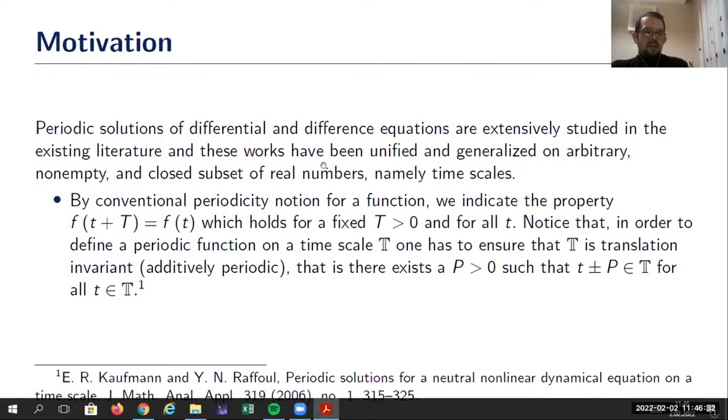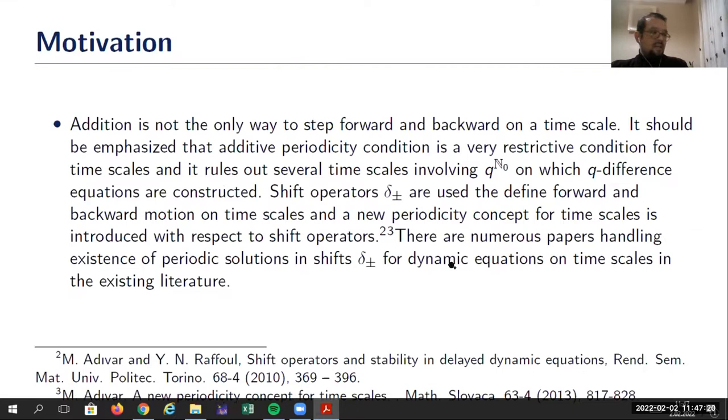And of course, in order to define a periodic function, we have to guarantee that the domain of the function is periodic. And by periodicity of the domain, or later we will be considering time scales, we will assume that a domain, a time scale, is translation invariant or additively periodic if for the domain we have a positive constant p, so that for any t, t plus or minus p should be in the domain. So it's closed under addition, we can say, for additive periodicity. But we will be considering actually much more general domains.